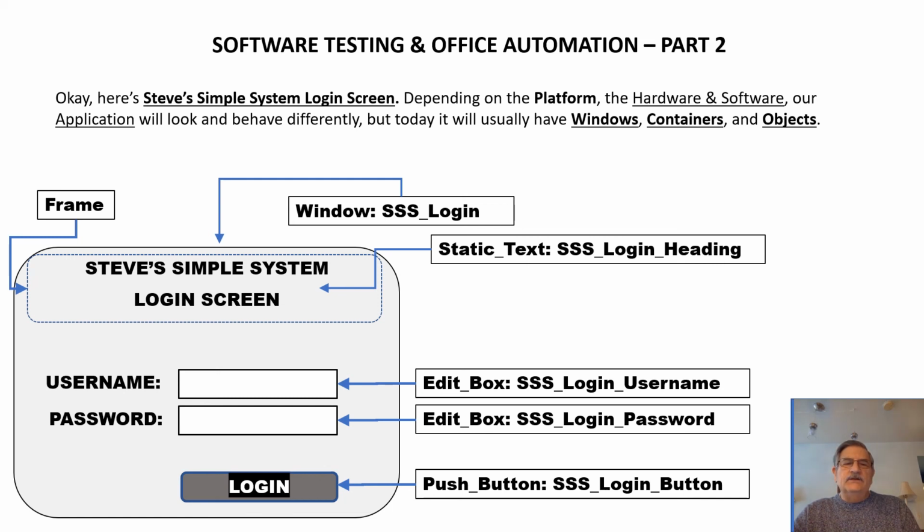We have some static text. We have some edit boxes. And some of these edit boxes can have labels on them. And sometimes it's static text and then edit boxes or input boxes. And we have a push button here. So that's the simple screen we're going to go over today. You'll find out that even though we're just going to go over one screen, things can get pretty complicated.